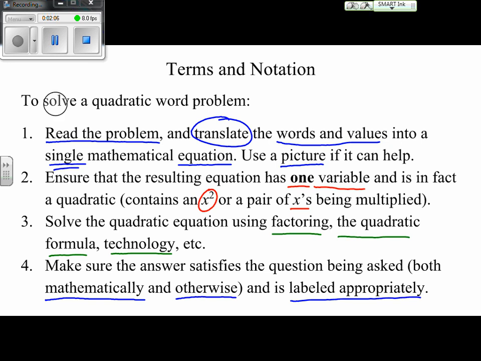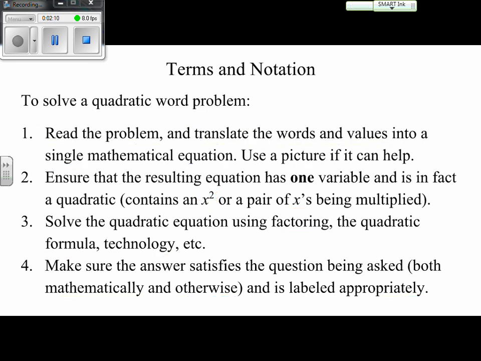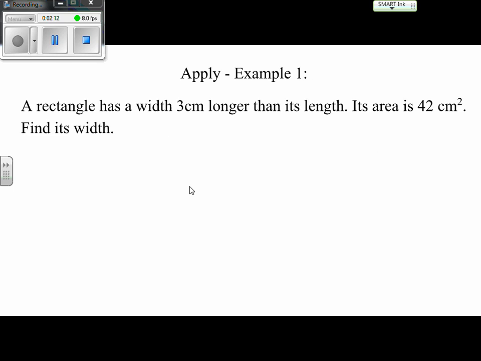In this video, we're only going to look at one example of creating a quadratic equation from a word problem, and here comes that example. So a rectangle has a width 3 centimeters longer than its length. Its area is 42 centimeters squared. Find its width. So the first thing I'm going to do here is draw a picture.